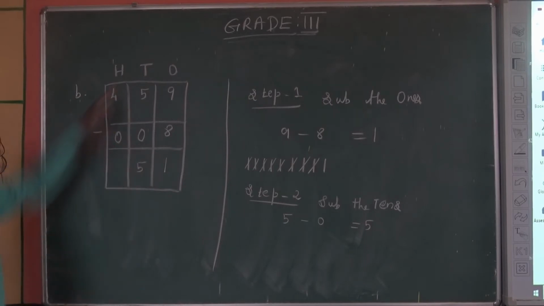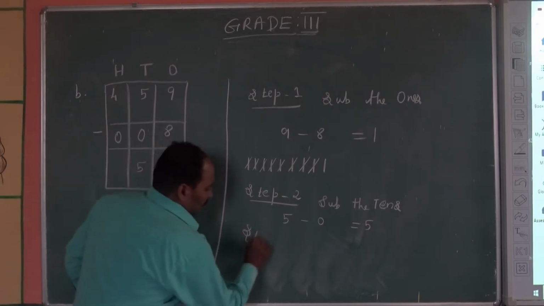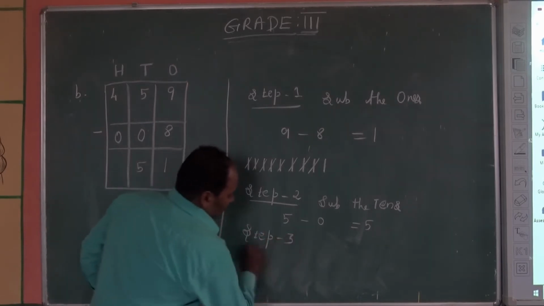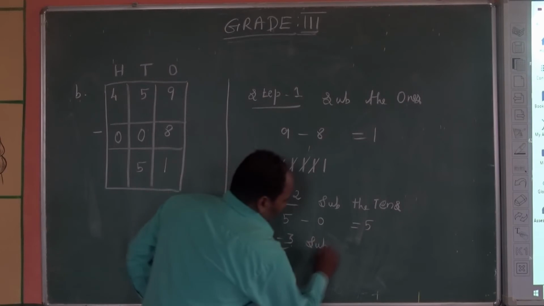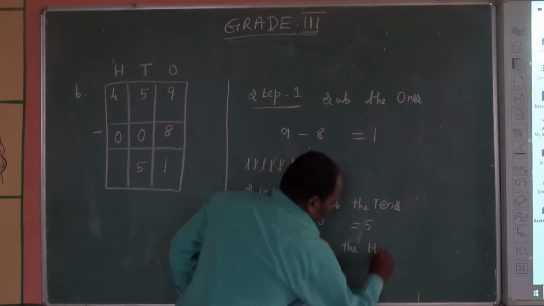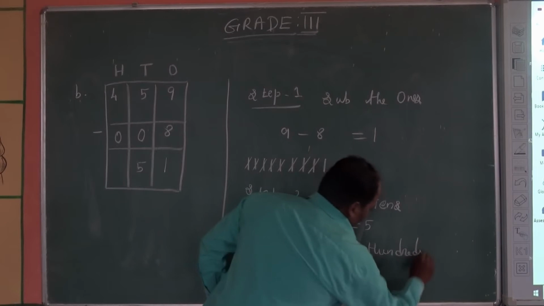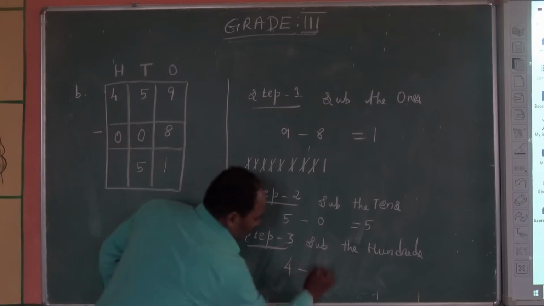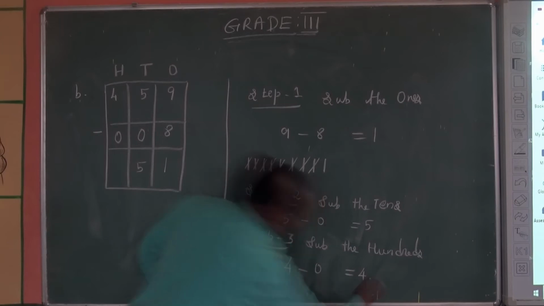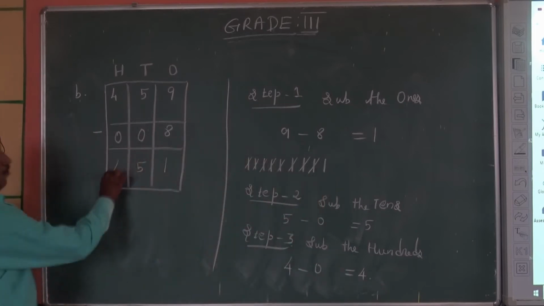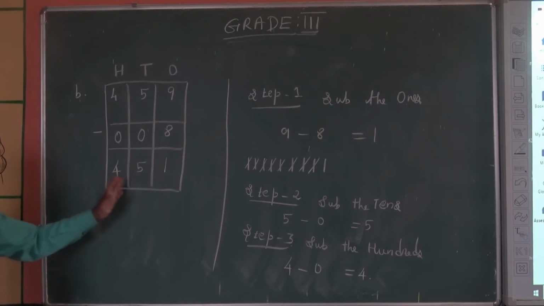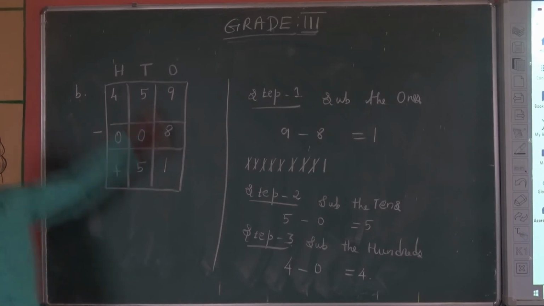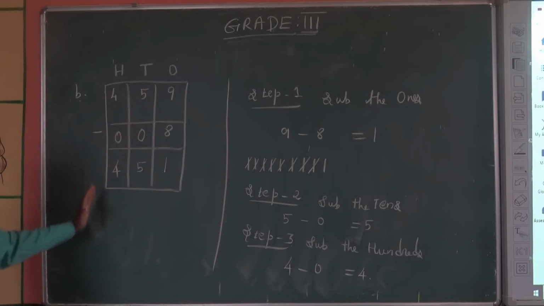Next we go to the hundreds place. Step 3, subtract the hundreds place. Here our hundreds place is 4 minus 0. 4 minus 0 is equal to 4. So our answer is 451. The number 8 subtracted from 459 is equal to 451.